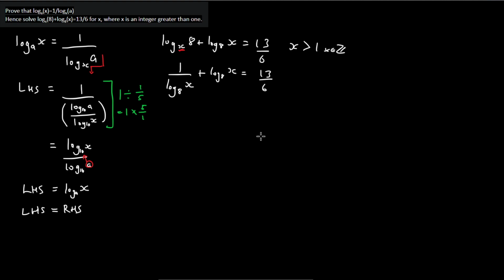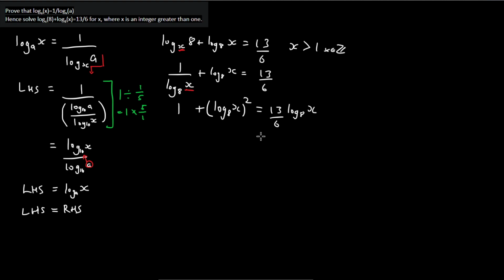So right now we've got x inside of a log. That's okay so far. Let's see what we can do. Well, we don't want this x to be on the bottom of a fraction first of all. So let's multiply everything by log base 8 of x. We'll have 1 plus log base 8 of x squared equals 13 on 6 times log base 8 of x.